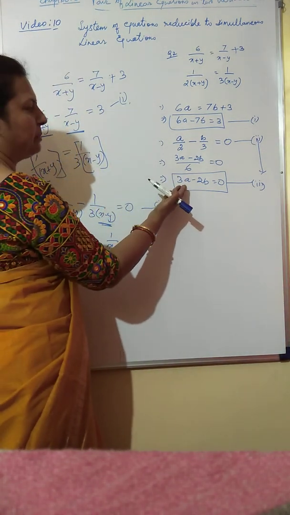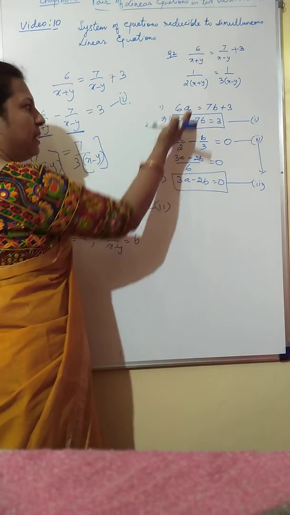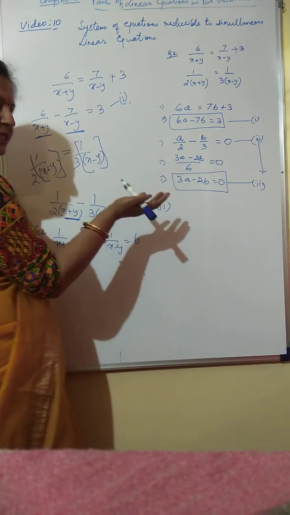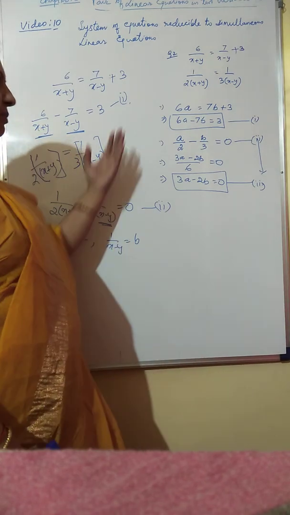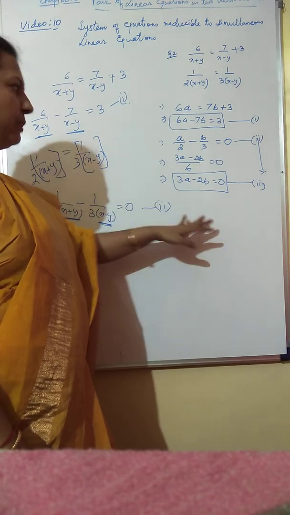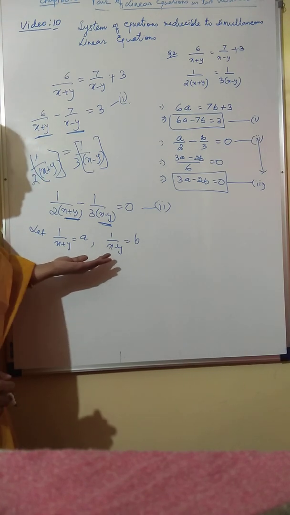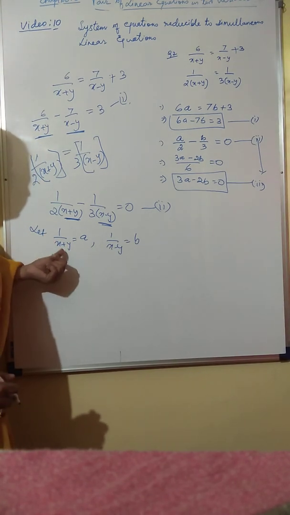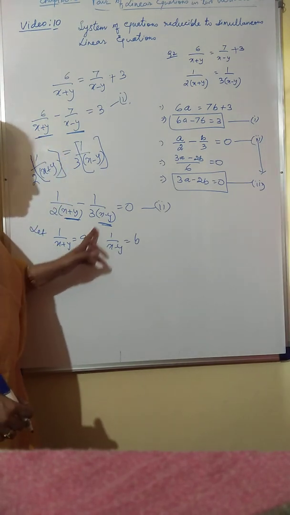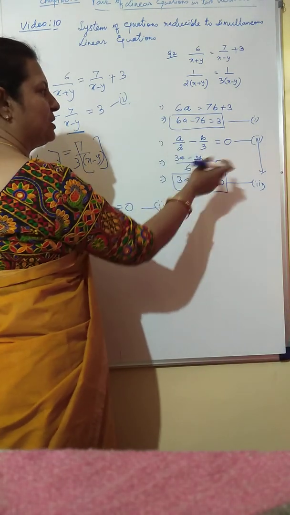Now you can eliminate a by multiplying this equation by 2. The coefficients will be the same, because in both equations the second term is negative and the first term has a positive sign. So you only have to subtract one equation from the other. You will get the value of a or b that way, and then substitute. When you substitute, you will get another two equations to solve, because 1 by (x plus y) is a and 1 by (x minus y) is b. Okay, so let me multiply this and solve it for you.